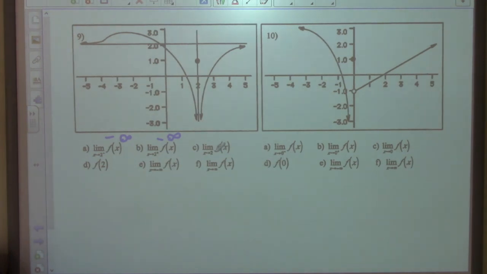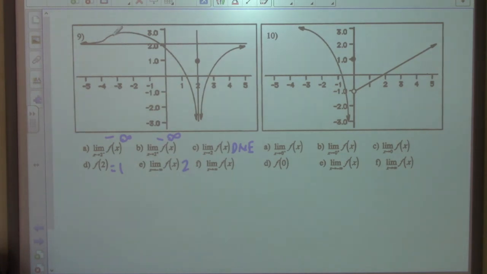And then the limit as x approaches 2 of f of x does not exist. And f of 2 is? Looks like 1. And the limit as x approaches negative infinity of f of x is? Looks like 2. You see what that is? Does that make sense, Emma?